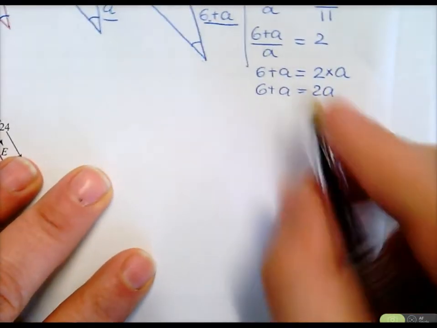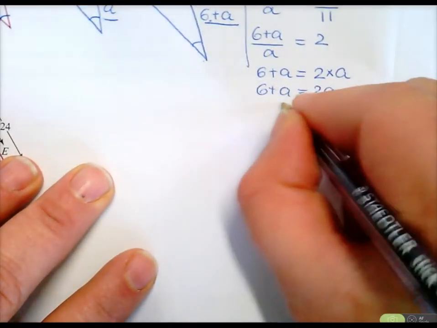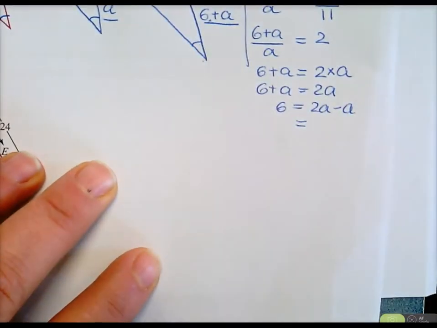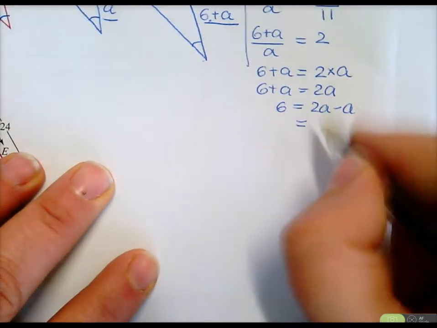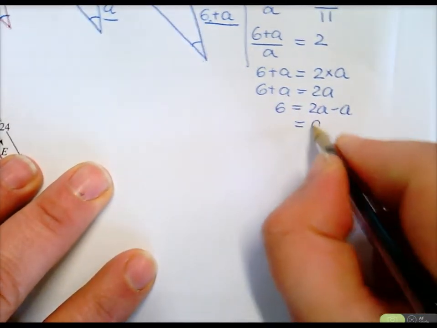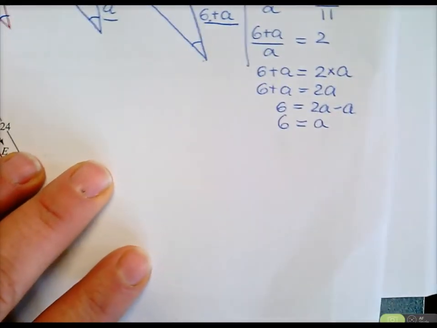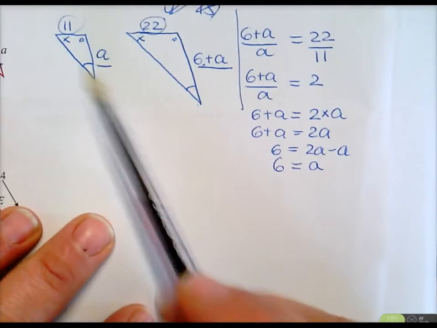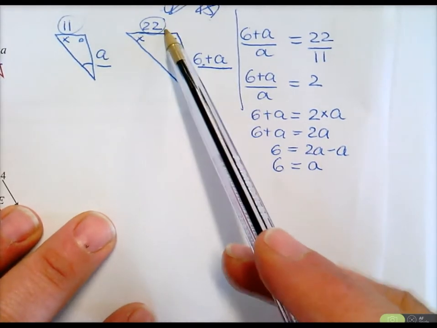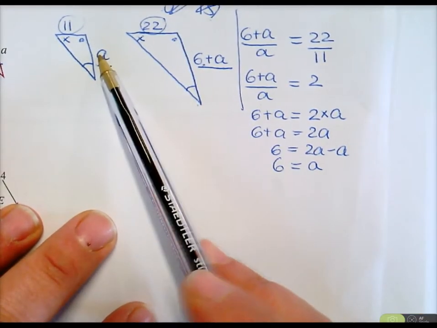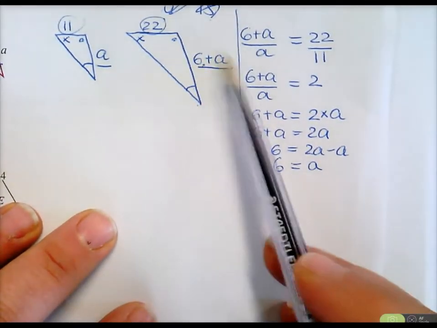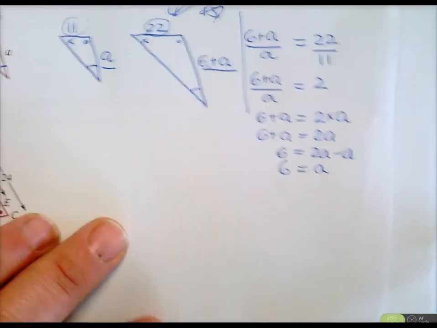This is not hard now. What are you going to do with this a? Take it to the, so 6 equals 2a minus a. Girls, it doesn't matter that the a is on the right. So what? A equals 6. Makes sense, doesn't it? Because 11, 22, 22 is double. If a is 6, 6 plus a is 12. 6 plus 6 is 12. Okay, girls?